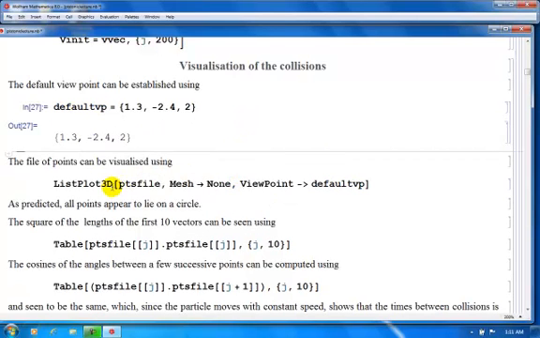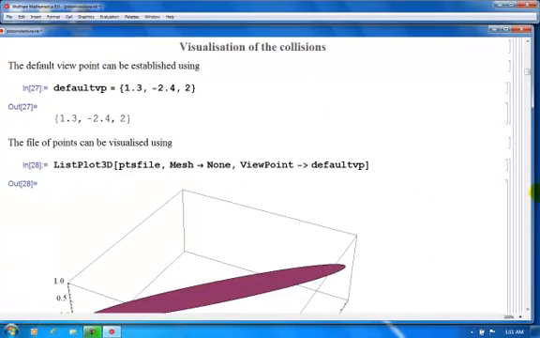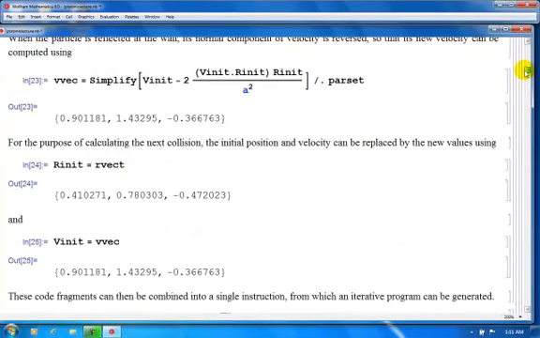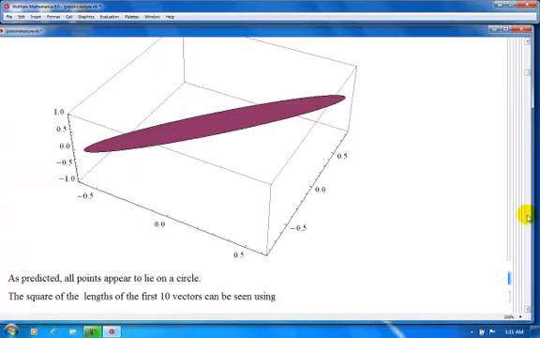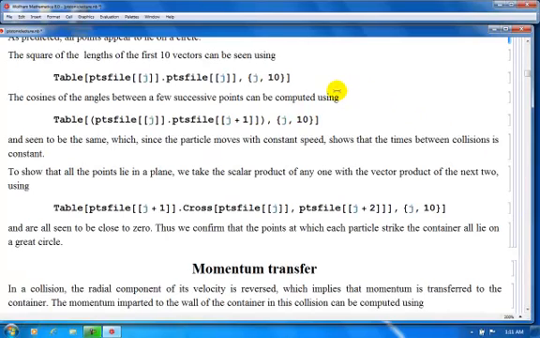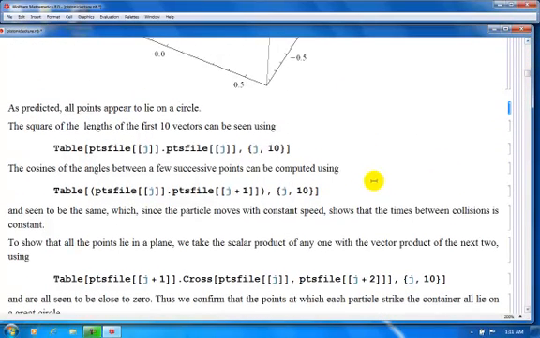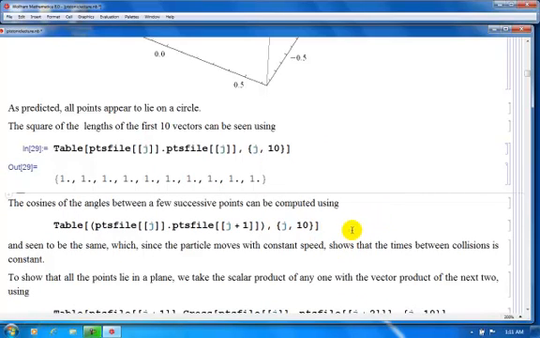So what I'm going to do is plot the coordinates of those points in 3 dimensions and show that they all lie on a circle. So here it is. And there you can see, oops. So that's kind of convincing, I hope. Or we can look at the square of the lengths of the points, and we can see they're all 1, so indeed they lie on the circle.